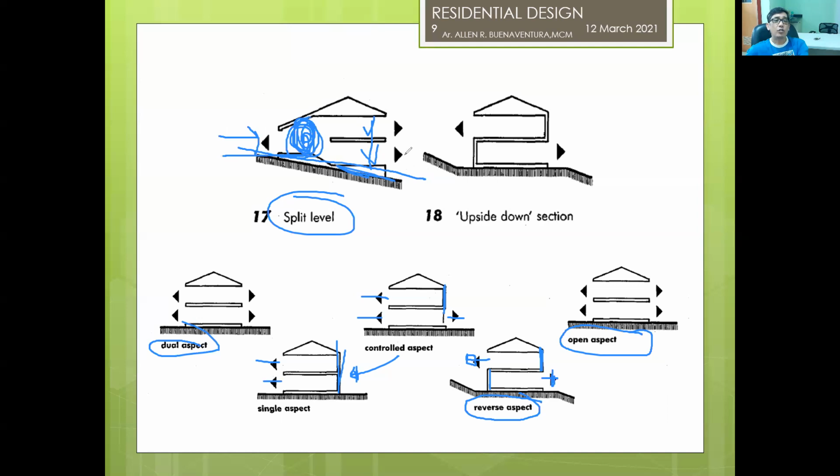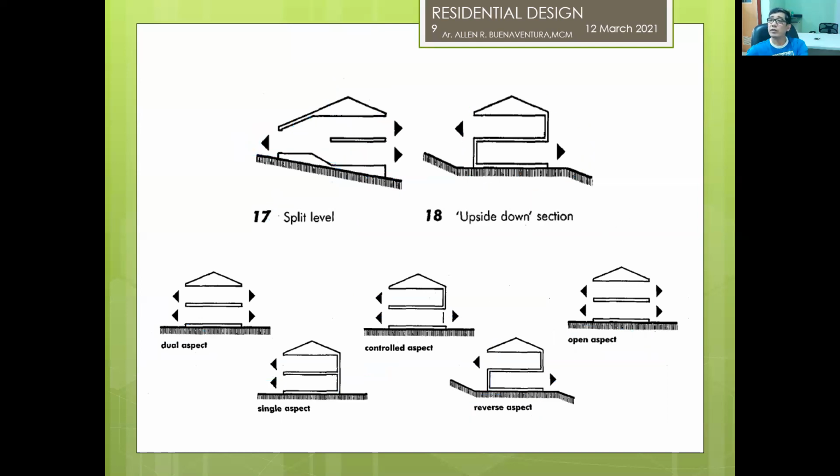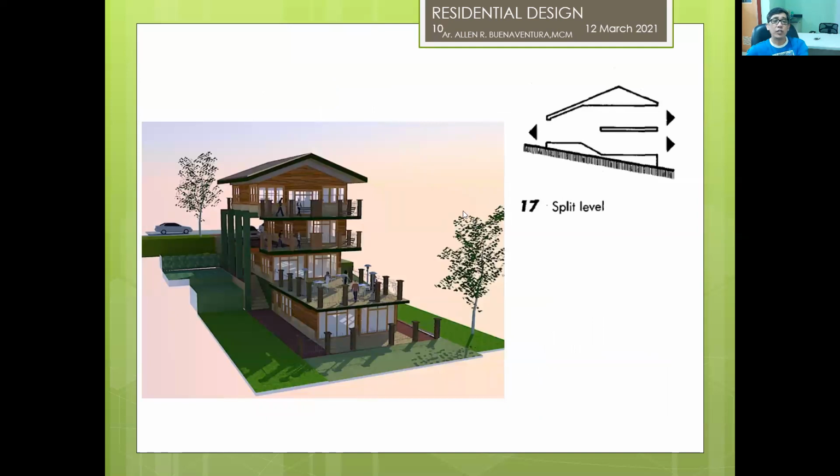So this is lower. So this will be a split two-story area of the residence. This is a common solution on areas with rolling terrain, like in Baguio, Tagaytay areas, when there is a steep rolling terrain encountered by the designer. This upside down section is almost similar to the reverse aspect. Okay. So this is a sample of a split level design.